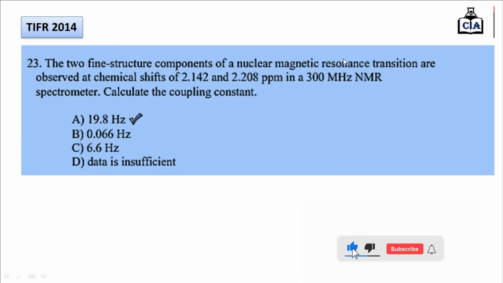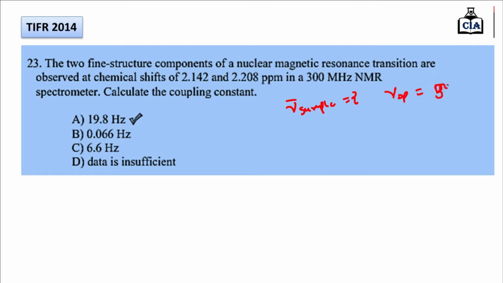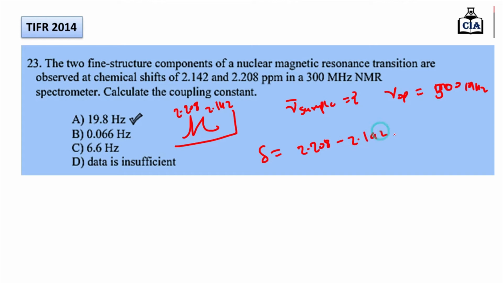Now next question from TFR 2014. So in this question we have to find out the frequency of the sample. Okay, and they have given the operating frequency, that is frequency of machine, which is 300 megahertz. Okay, so we have the value for doublet chemical shift, that is 2.208 and 2.142. The chemical shift value for this doublet will be 2.208 minus 2.142.